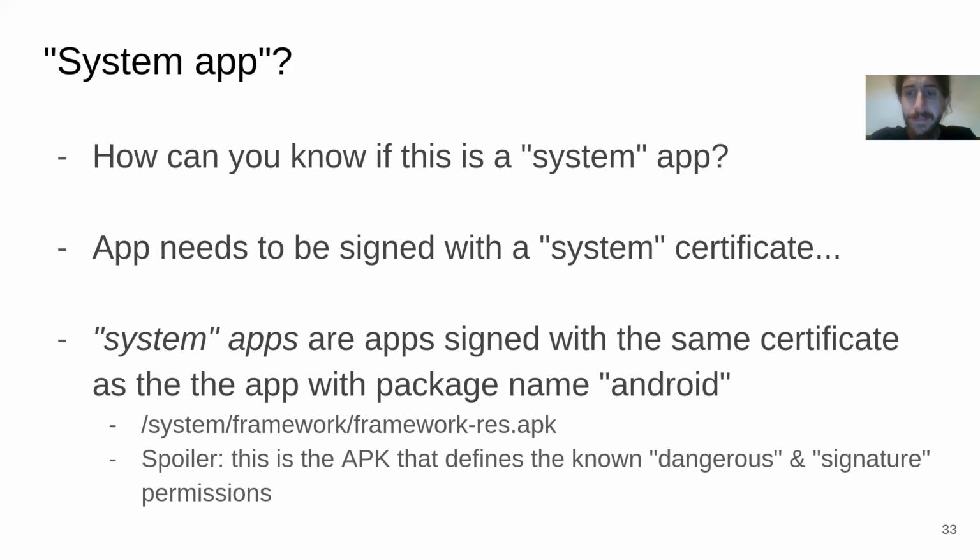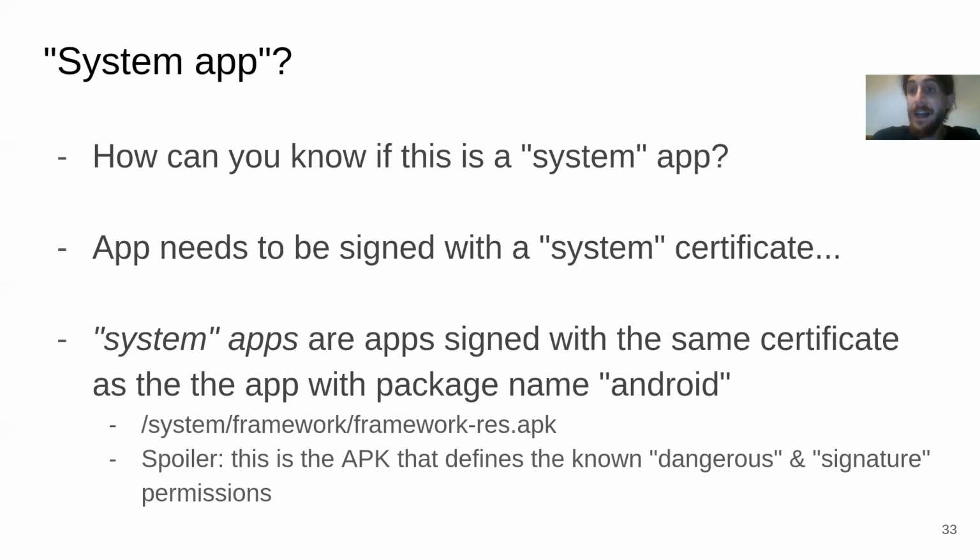Okay, and by definition, or the way it's coded in Android, system apps are apps signed with the same certificate as the app with package name android. So basically, once you have a phone, an emulator, or an image of Android, somewhere there is an app with the package name called android. That's it, just android. Usually this app lives in system, framework, framework-res.apk. So that's an actual APK. And again, the package name of this is android.